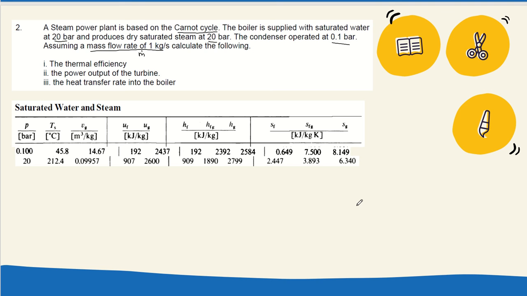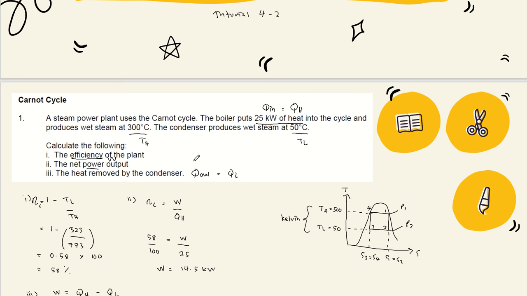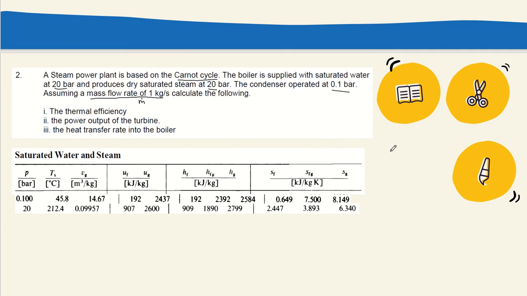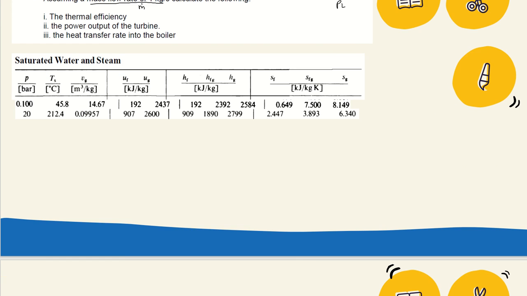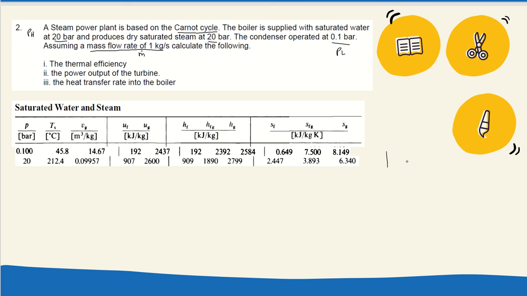The difference between question 1 and question 2: question 1 gives the value of temperature, but question 2 does not give the temperature; instead the question gives the value of pressure. The higher one is P high, and this one is P low, the pressure at low temperature. So first, we need to draw the TS diagram for this question, TS, and then the curve.